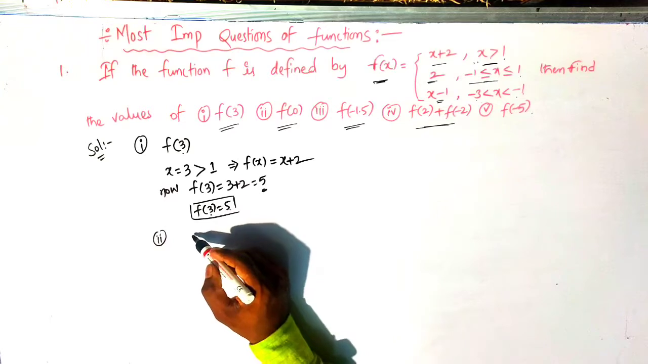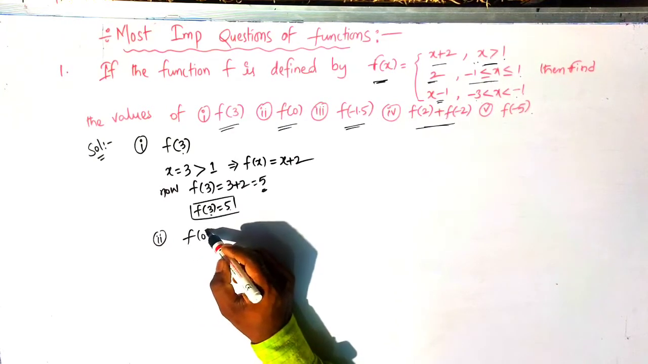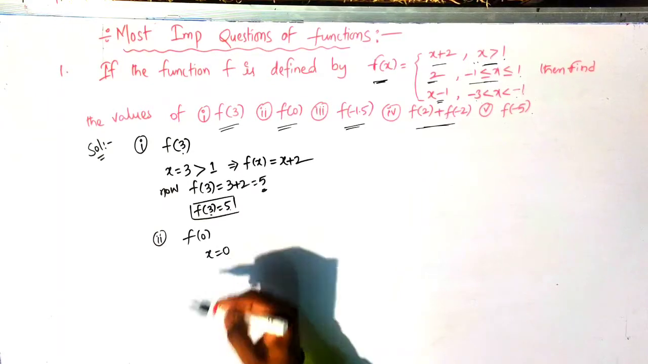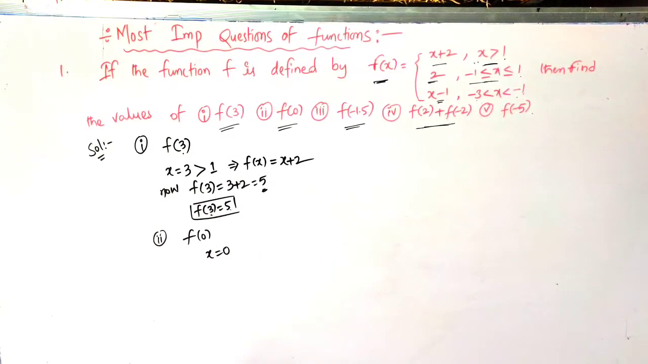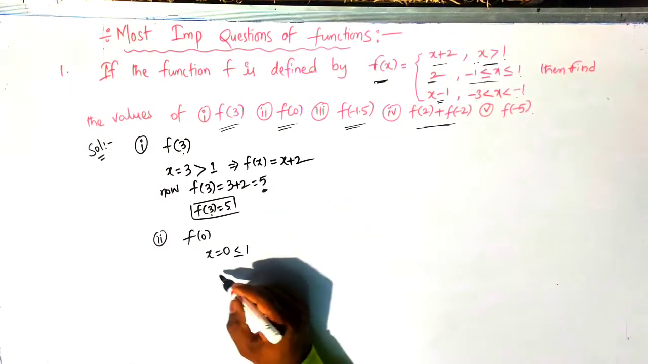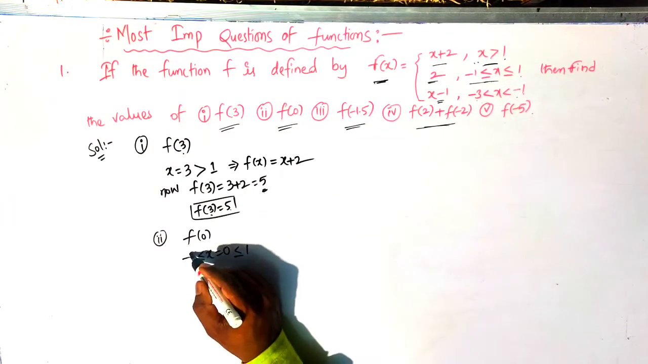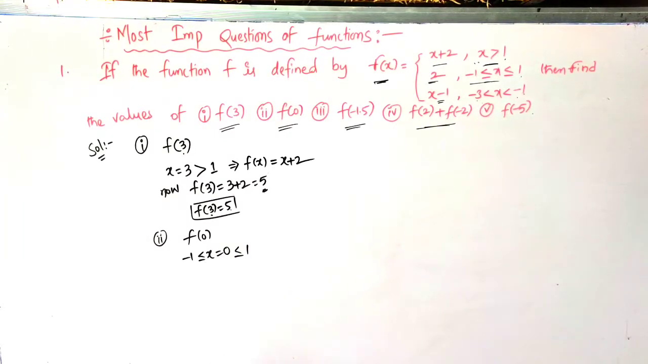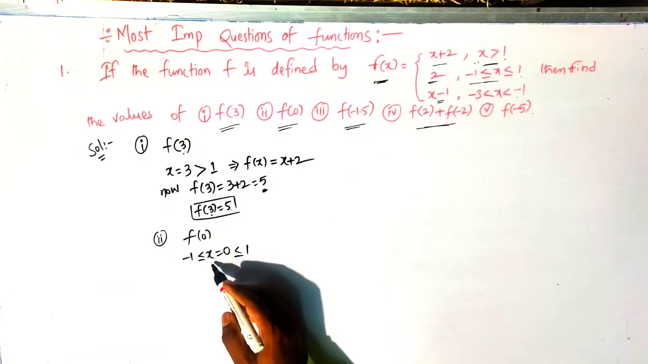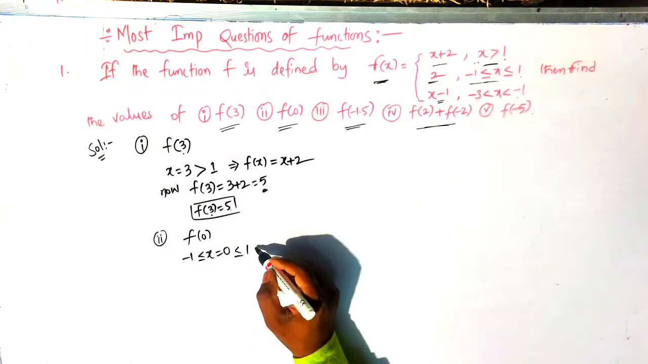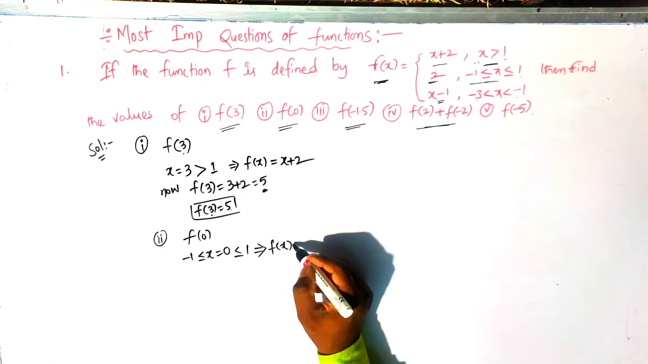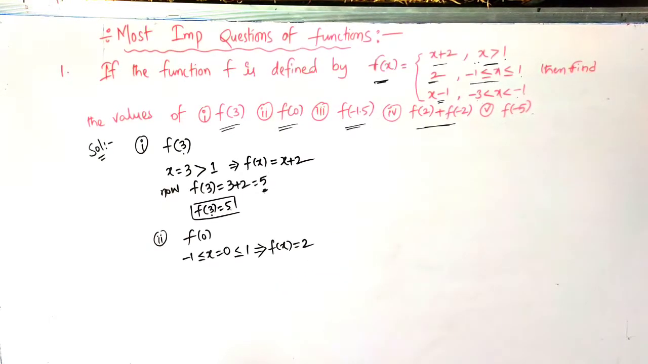What is second one? F of 0. So x equals 0. This is input. So where is 0? 0 is less than or equal to 1 and greater than or equal to minus 1. Okay, since 0 lies between minus 1 and 1, so x value is in between minus 1 to 1. So that's why we take the second condition, f of x equals 2. F of x equals 2.